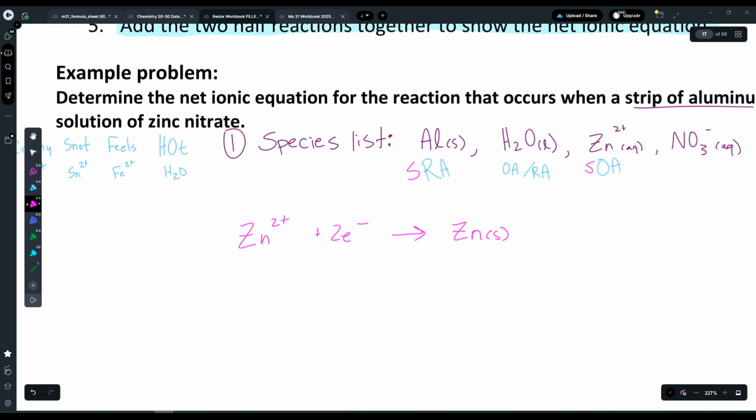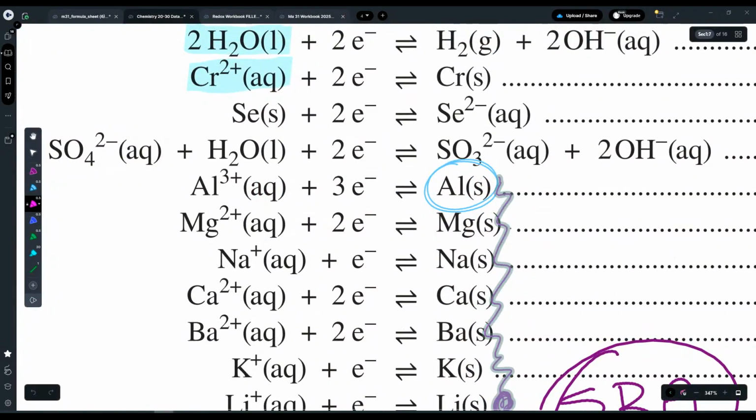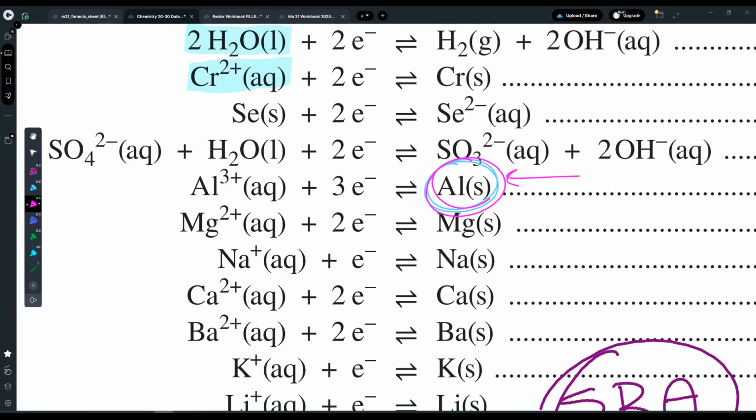Okay, so that's my strongest oxidizing agent, done. Remember SOAs, you write the reaction from left to right. For SRAs, you're going to write them backwards. So if I look at aluminum here, I'm writing this reaction starting on the right hand side and moving over to the left hand side. On my reactant side, I'm going to have aluminum solid, and on my product side, I'm going to have aluminum 3 plus, 3 electrons.